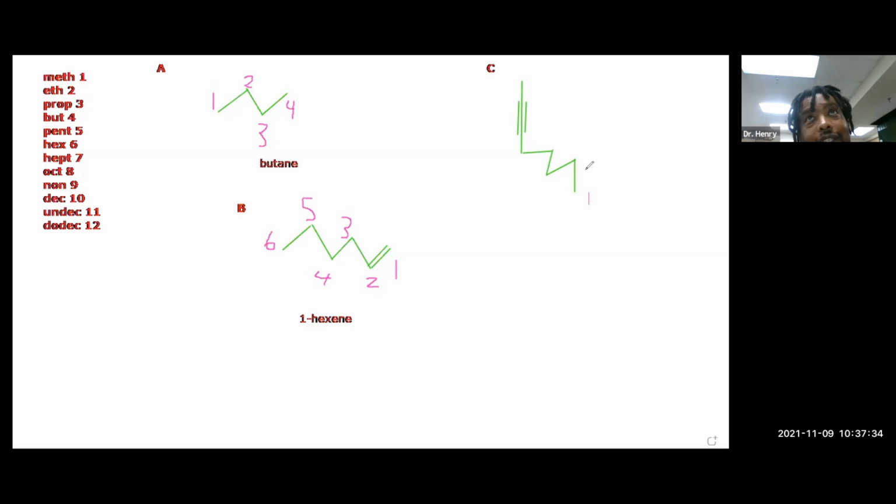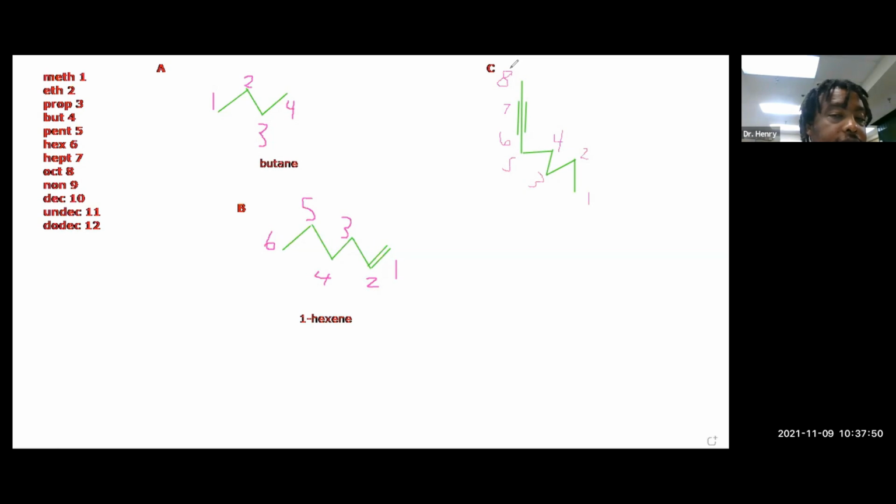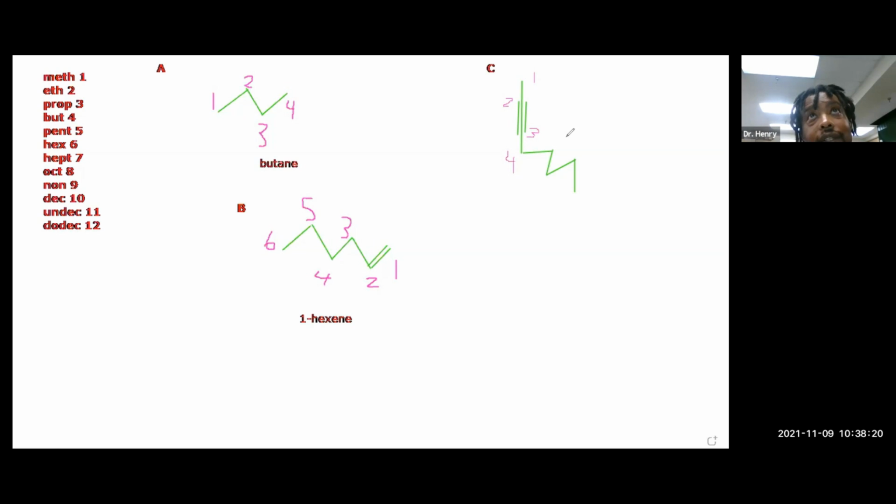So we'll slide 1, 2, 3, 4, 5, 6, 7, 8. Would that give me the lowest number where the triple bond is at? No, it wouldn't. So we don't want to start from the bottom. In this case, we'd want to start from the top. Okay, so starting from the top, that's 1, that's 2, that's 3, that's 4, that's 5, that's 6, that's 7, and that's 8.